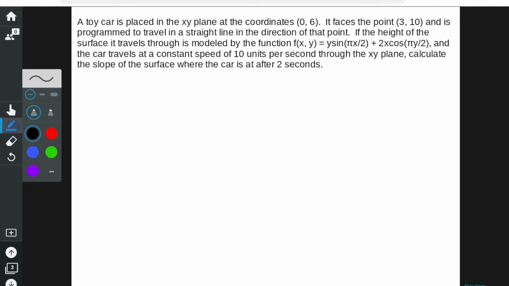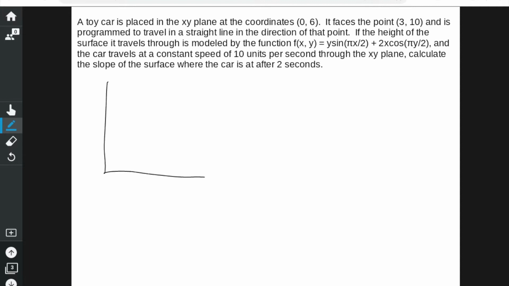All right, so we've read the problem. Now to draw some relevant pictures. If I were a student and I was looking at this, I might go ahead and just sketch a quick XY plane, put a point at (0, 6), and then put a point roughly at (3, 10). And then sketch kind of a path right there. So we're starting at (0, 6), and we're traveling in the direction of the point (3, 10). So I've got a picture of my straight line path, but now I have to deal with this surface.